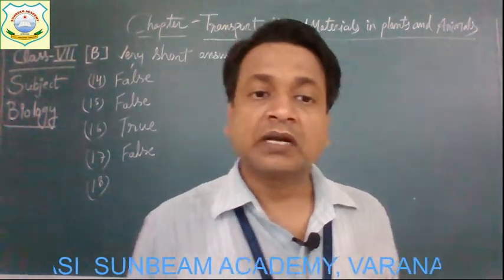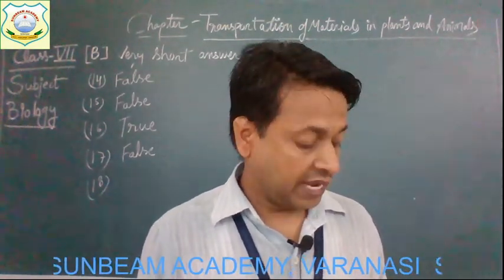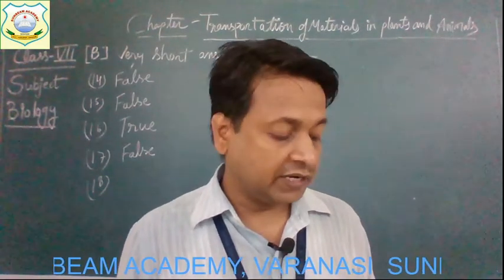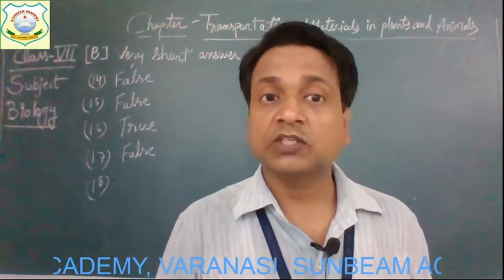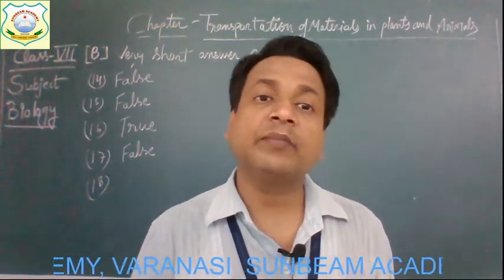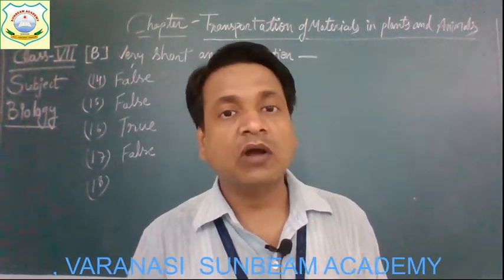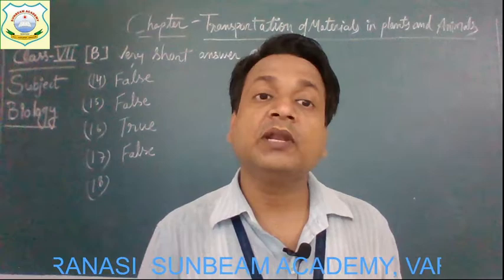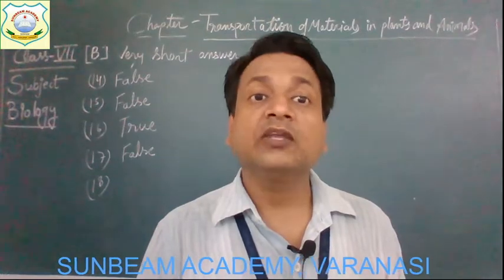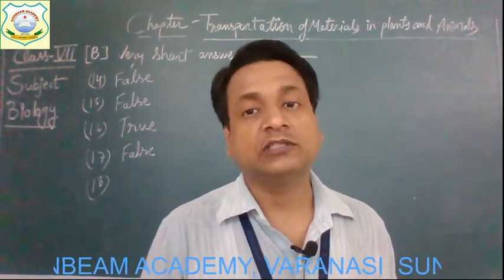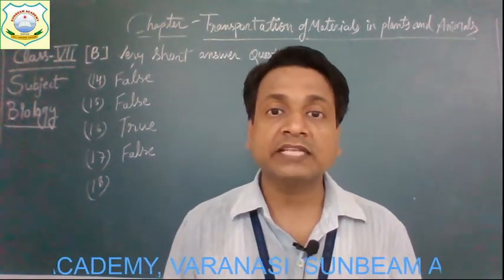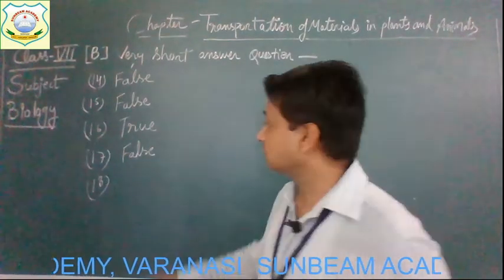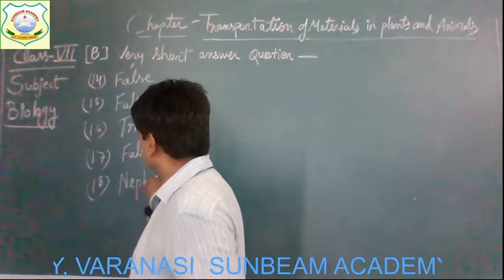Alright, now come to the next question, number 18. And the question is, name the tiny filtering tubes present in the kidneys. Remember the structure of the kidney? Our kidneys have thousands of small filtering units through which the blood is filtered and waste material gets separated. Those filtering units are known as nephrons. Alright, children? What are those small tiny filtering units known as? Nephrons. So you will write the answer nephrons.